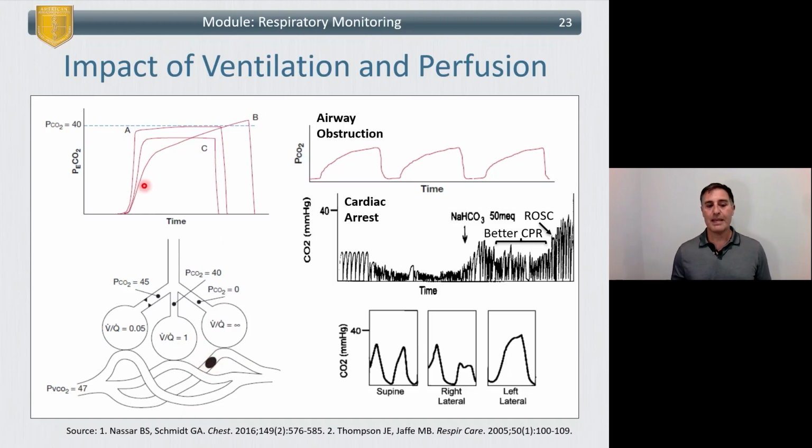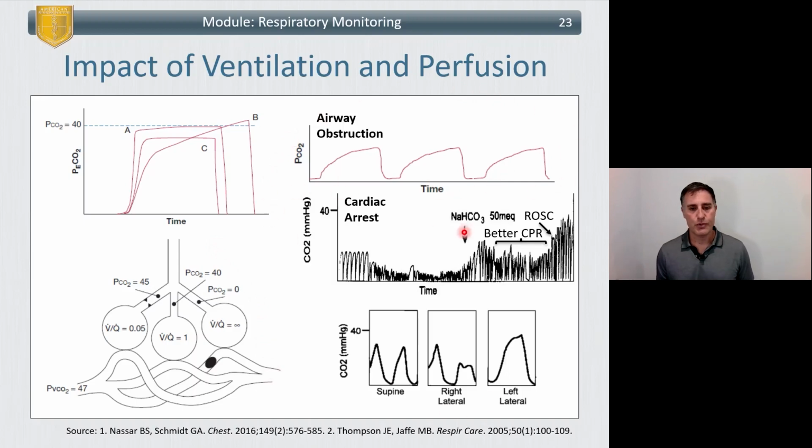On the other hand, B is indicative of something like bronchospasm, where your perfusion is fine, but the problem is your flow is poor. And so in that situation, you start to see this ramping effect. So this is lower overall, but a flat plateau. End-tidal CO2 implies a low flow state, whereas a slope like this implies bronchospasm or slow exhalation. And so this is just showing you airway obstruction. Again, you see the slope.